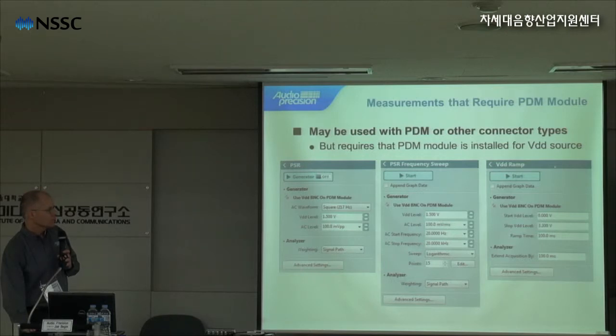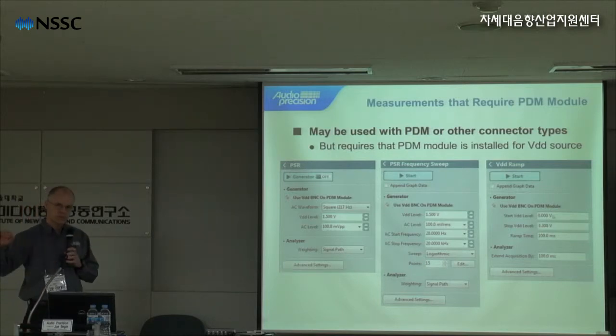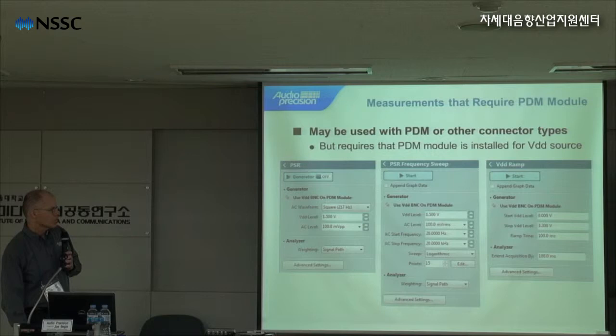Then we have a VDD ramp function. What this will do is ramp that DC voltage used to power the chip from whatever start voltage to the stop voltage that you specify, and you can specify the ramp time in seconds. As shown here, this will ramp from 0 volts to 3.3 volts with a 100 millisecond ramp time.